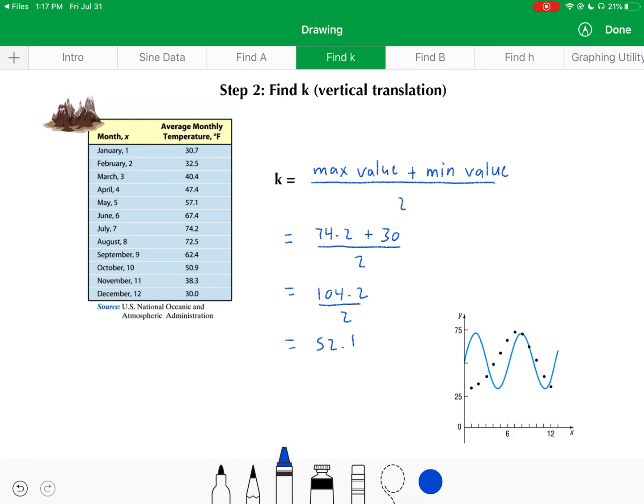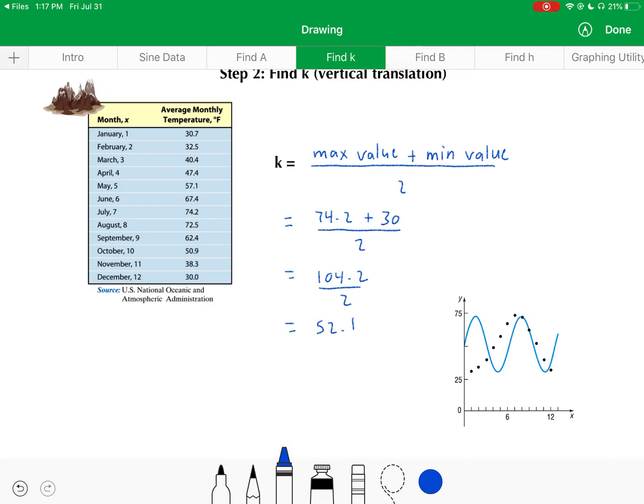Now if I take the previous equation that accounted for the amplitude and bring the k value into play as well, the equation becomes y equals 22.1 times the sine of x added with 52.1. See, the curve is now shifted upward to where my midline is right about here. So it's getting closer to starting to model the points of the data set.